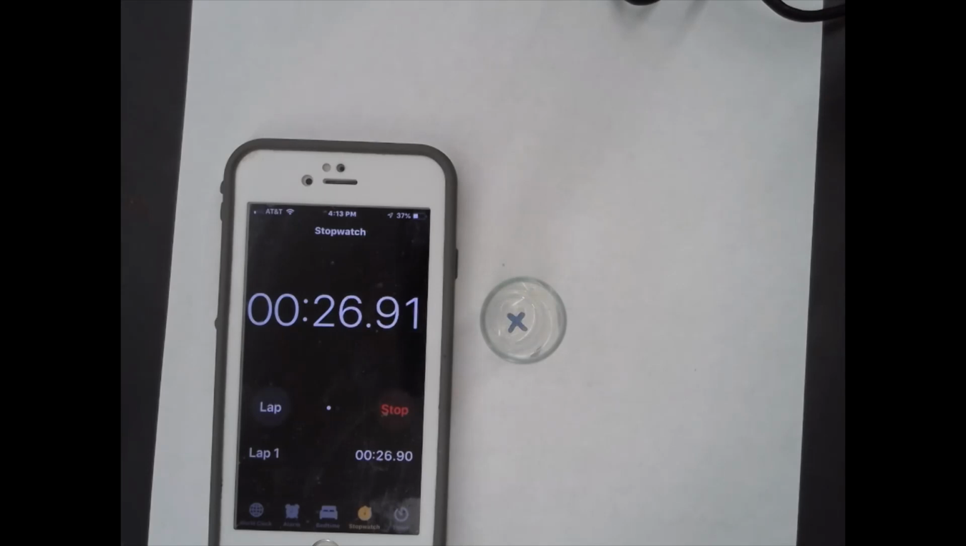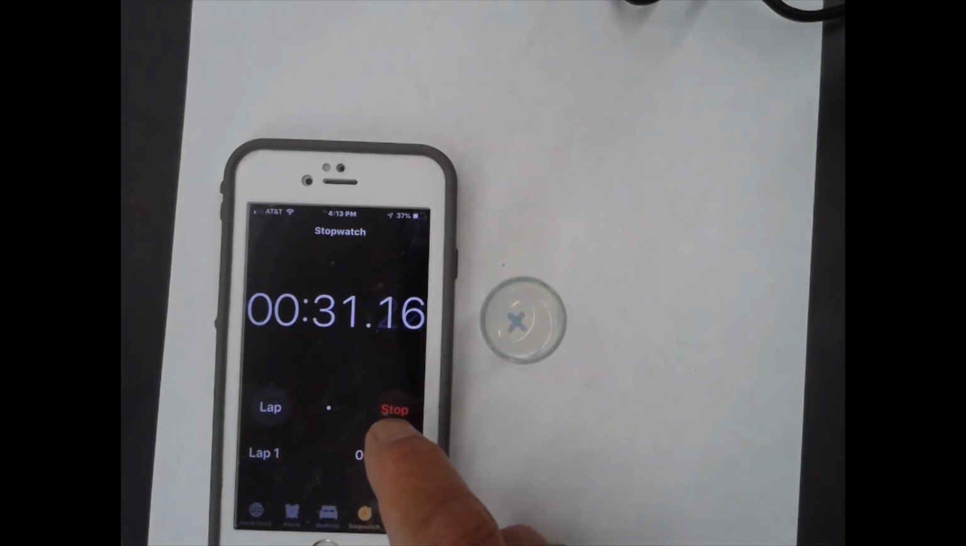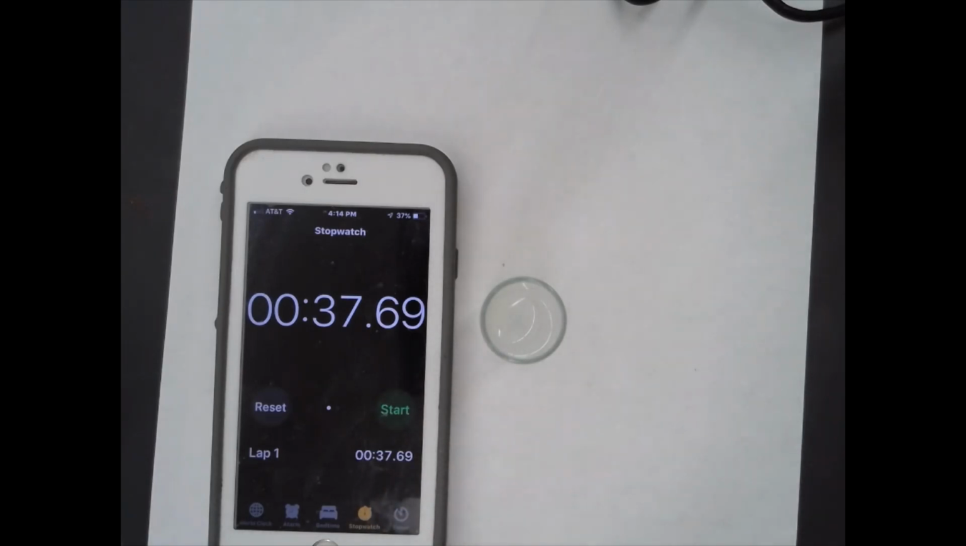You can start to see the sulfur being produced as this reaction solution becomes cloudy. We'll stop it when we cannot see this X any longer. And now, 37.69 seconds for trial 1.